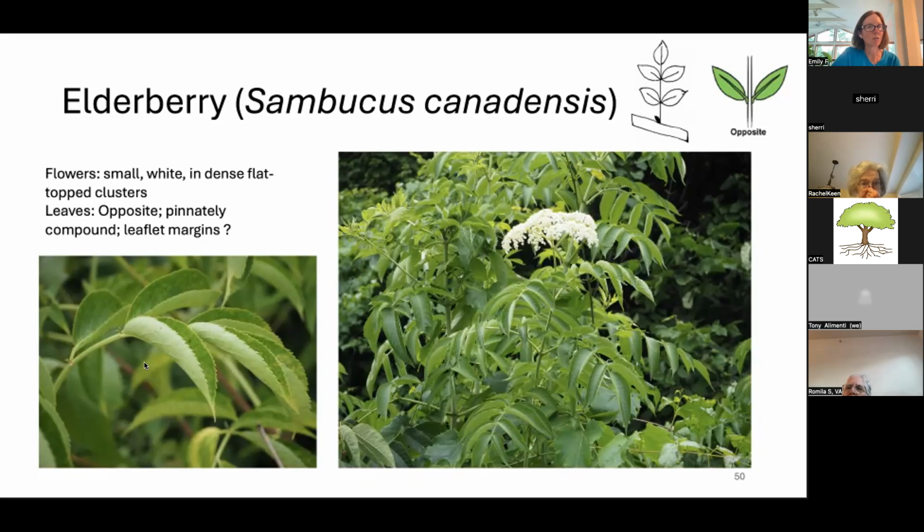And then the question for you guys is, what type of leaf margin do you think that is? And I'll let you put things in the chat while I take a sip of water.